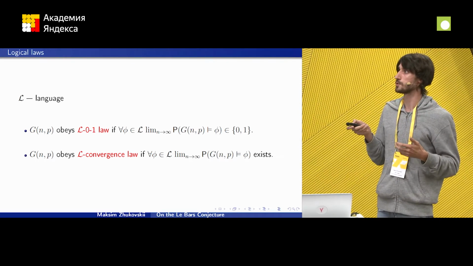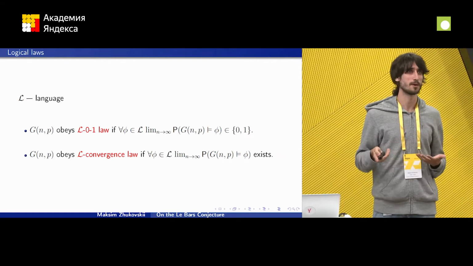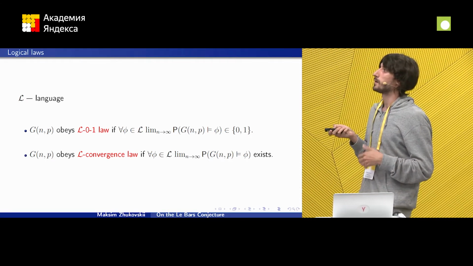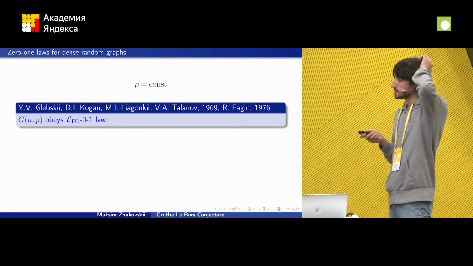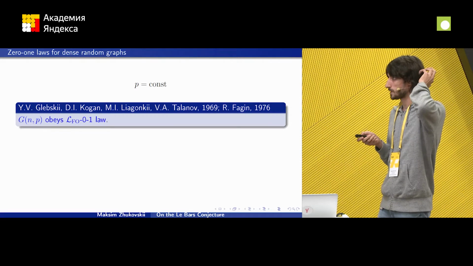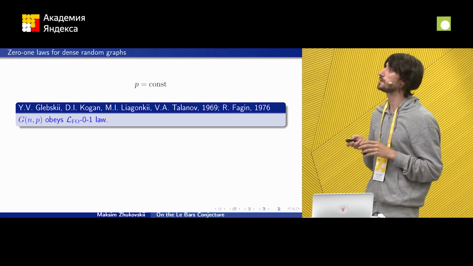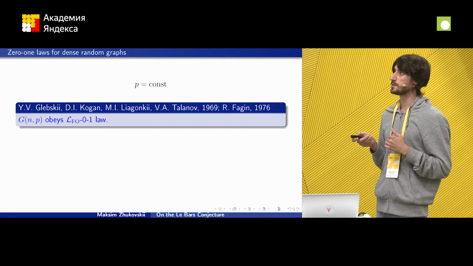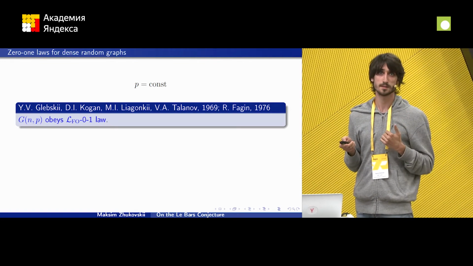Of course, from the 0-1 law the convergence law follows, but if you have convergence laws, then maybe we don't have the 0-1 law. Okay, so what do we know about random graphs? In 1969, by Glebsky, Kogan, Login, and Talanov, and independently in 1976 by Fagin, it was proved that if p is constant, then the random graph obeys the 0-1 law for all first-order sentences.